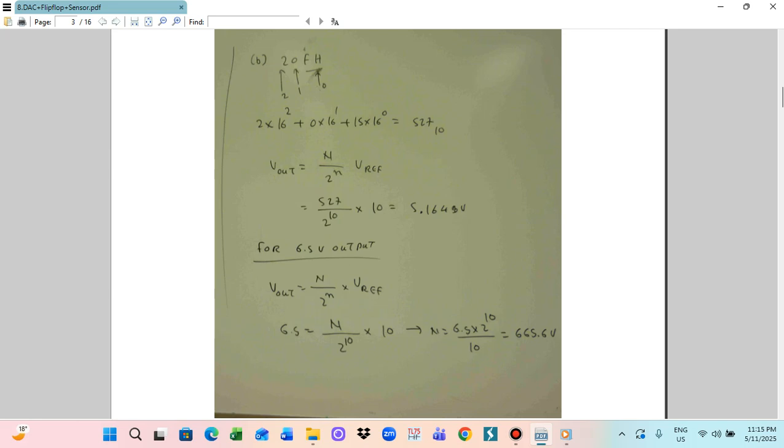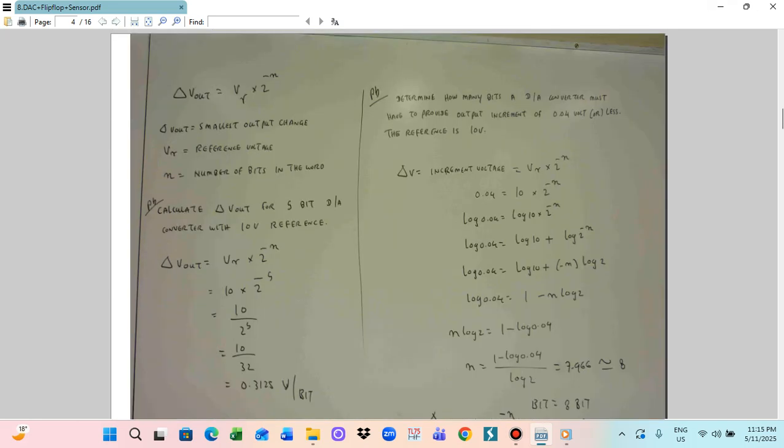We also utilize the analog to digital conversion. For digital to analog conversion, the change in the input can also be related to the change in the output voltage. So we can calculate delta V out is equal to Vn multiplied by 2 power minus n. This formula, delta V out, is the smallest output voltage change, the smallest output change. Here Vr is the reference voltage.